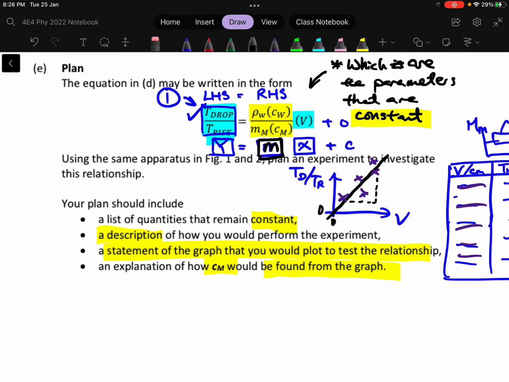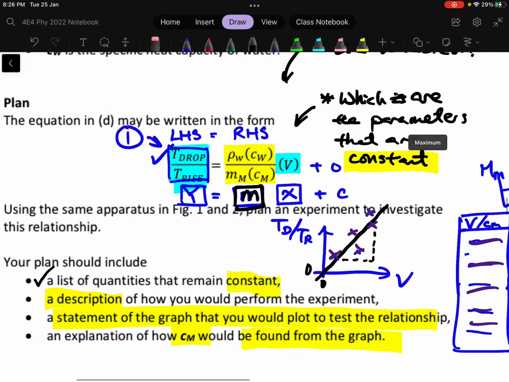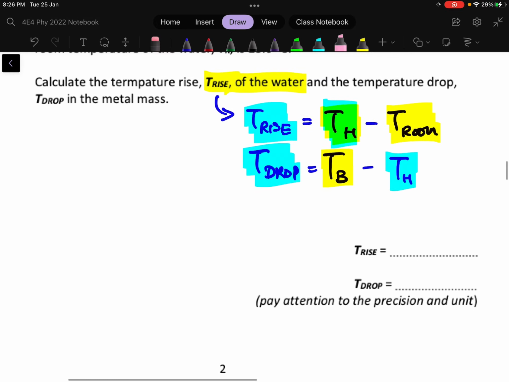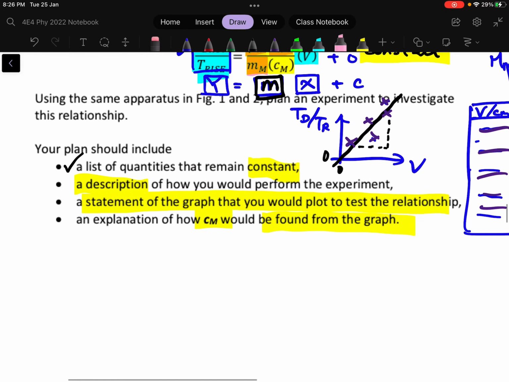So if you look at this, well, I can score this point by just saying what I want to keep constant, and basically I have captured that because these are the things that I want to keep constant. I want to keep, for example here, the mass of metal constant. I want to keep density constant. I want to keep specific heat capacity constant. I can even say I want to keep my room temperature water constant as well, right? So these are some things that I can keep constant. I can get the marks, right?